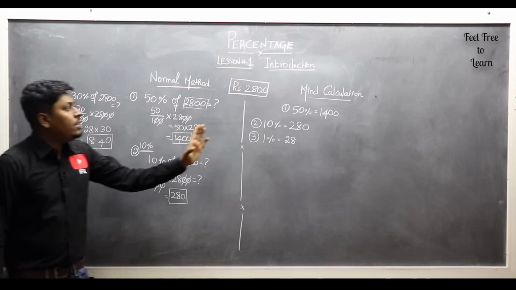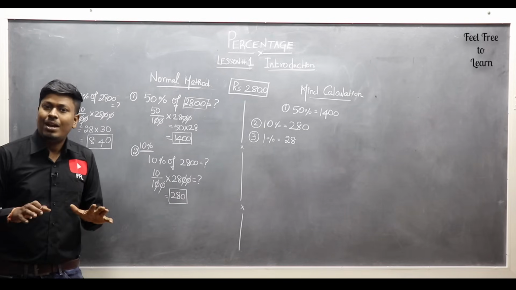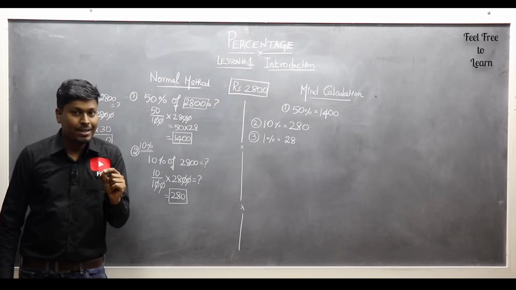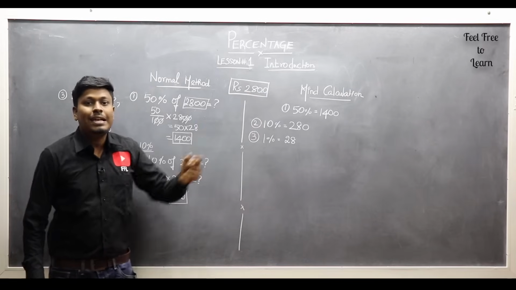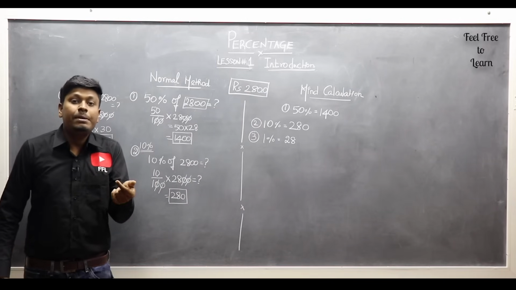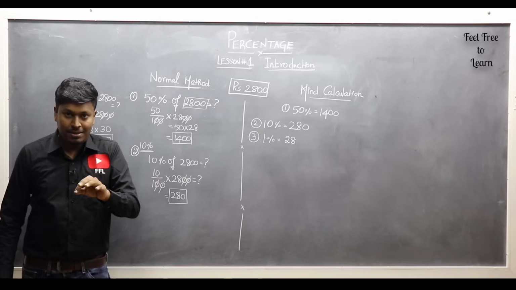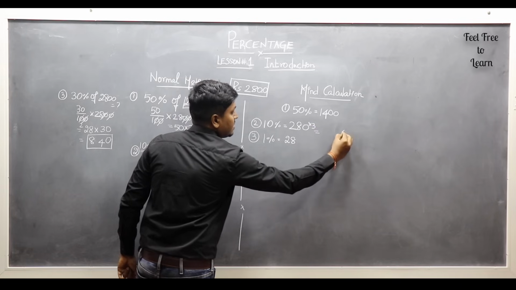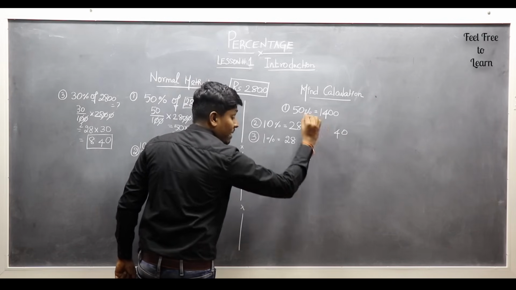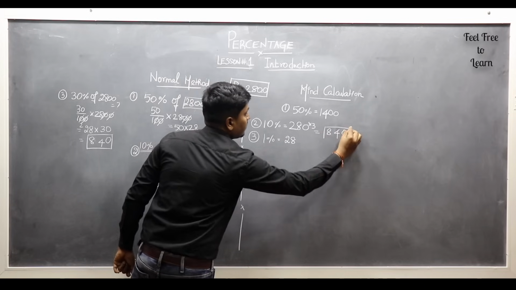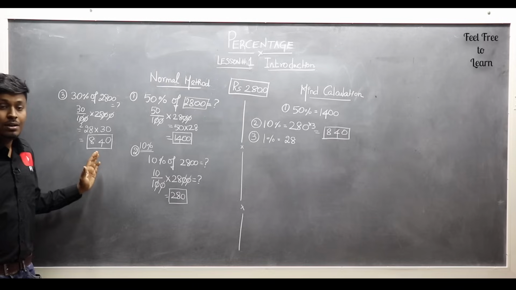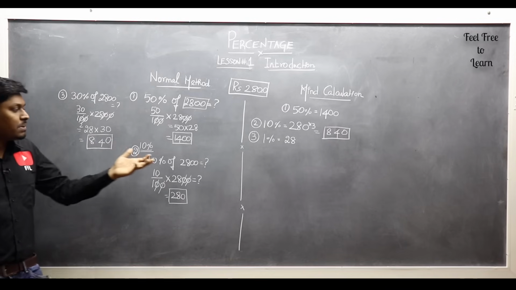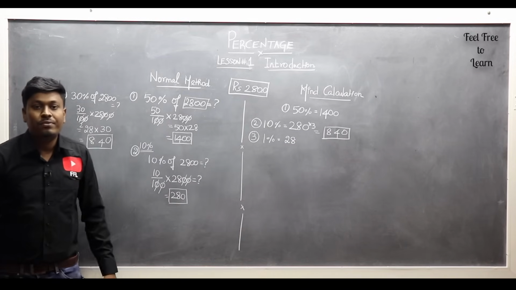But if you go with mind calculation, without pen and paper, you can solve it. Just see, out of 2,800, what is 10%? 10% is 280. What about 30%? 10 into 3 will be 30, so similarly 280 into 3 will be 30%. So that is 840. Friends, got it? You can see how huge the difference in calculation is. It takes nearly 5 or 6 seconds, but here, just like that, you can say the answer is 840.